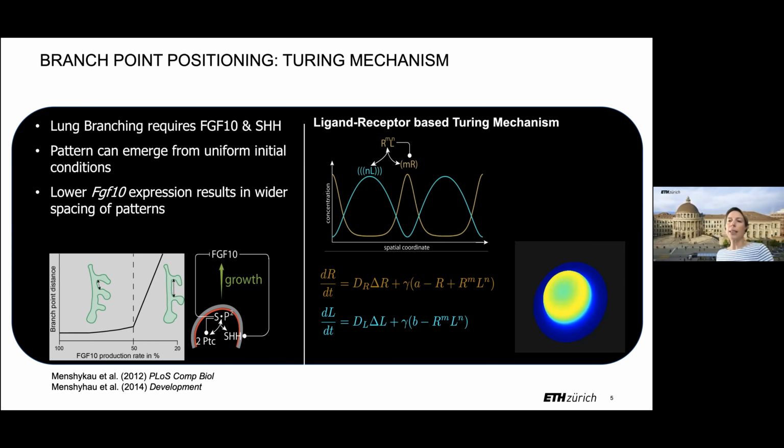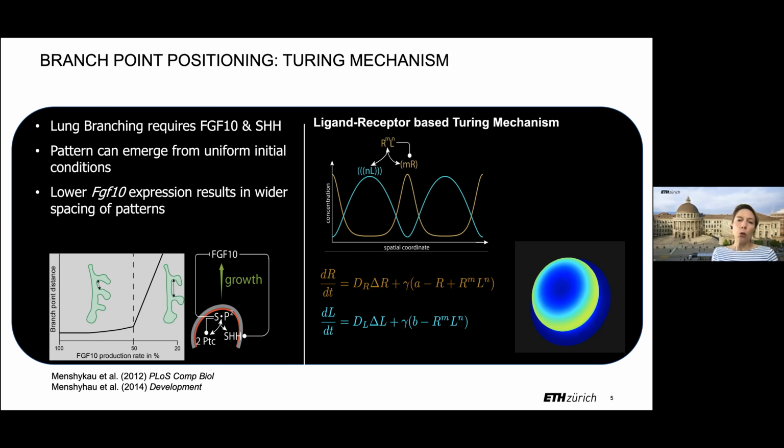And so what we realized is that you could formulate a Turing mechanism that would give you that kind of branching. What was different from Turing mechanisms that people had formulated before is that we realized that you could get Turing patterns with a single morphogen, with a single ligand, if that ligand binds to its receptor and upregulates the abundance of the receptor. And this you indeed find for both sonic hedgehog and FGF10.